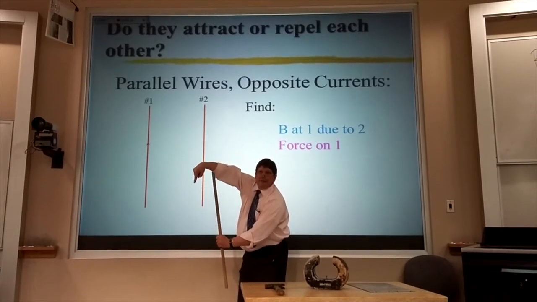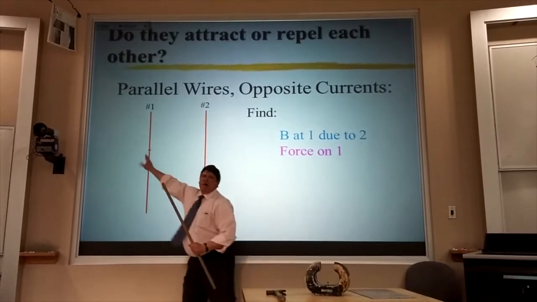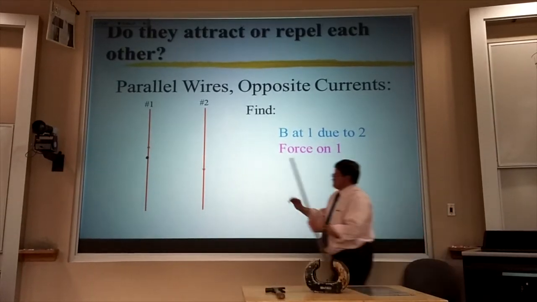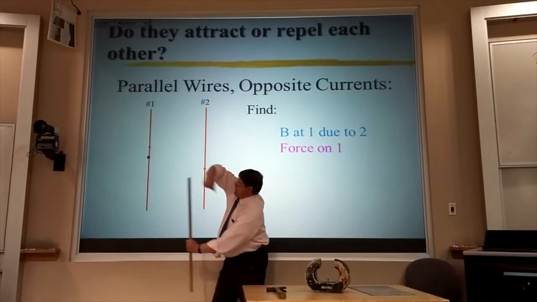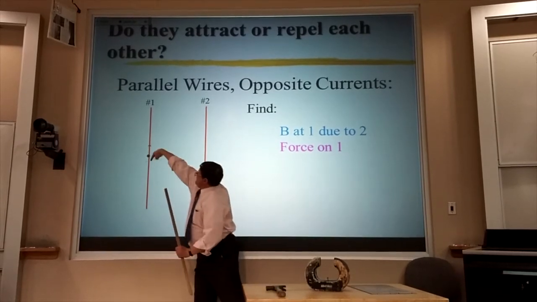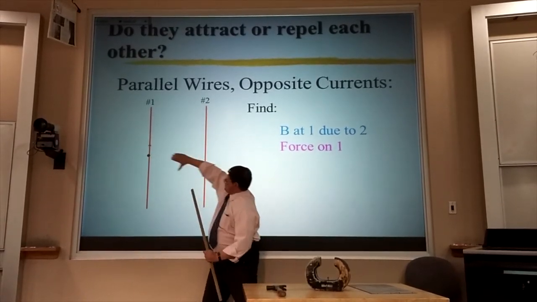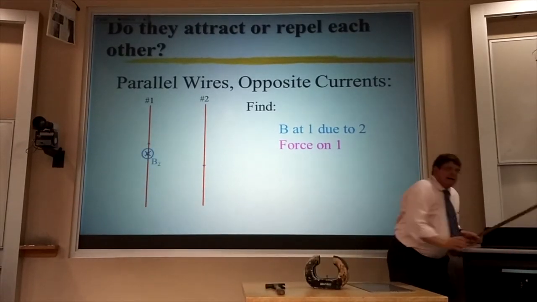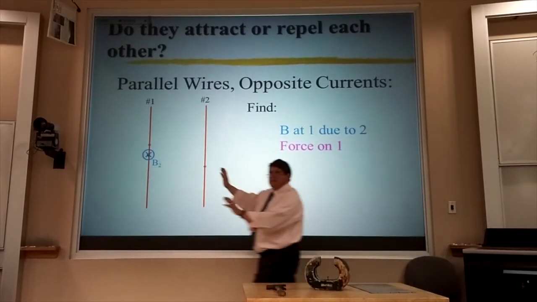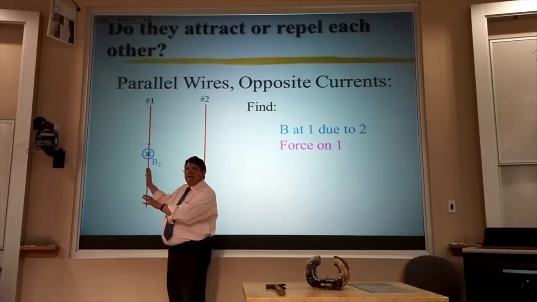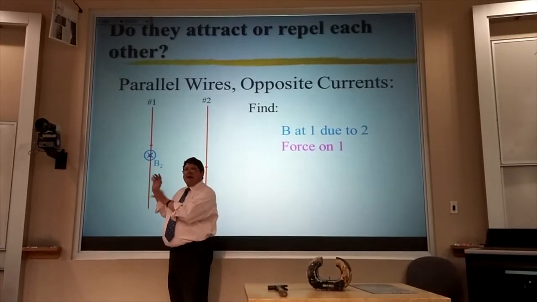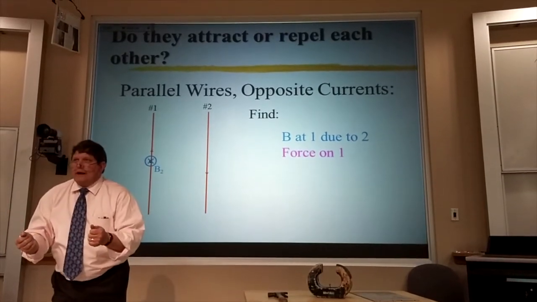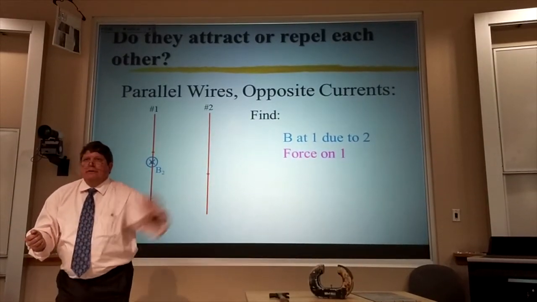But again, I don't care about it everywhere in the room. I care about it over here where it's doing the pushing. And over there, the field lines are wrapping around this wire and they're going into the board right there. They're going into the board. Okay? Now, once the magnetic field has been set up, I need to use a right-hand rule to give me the push. The force.